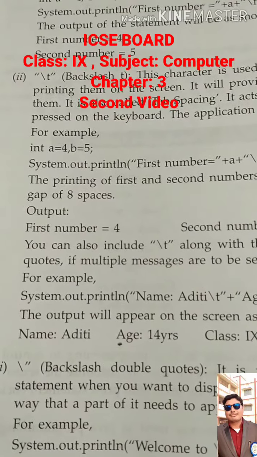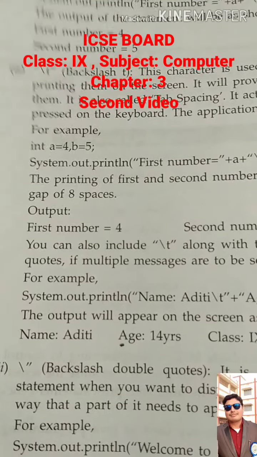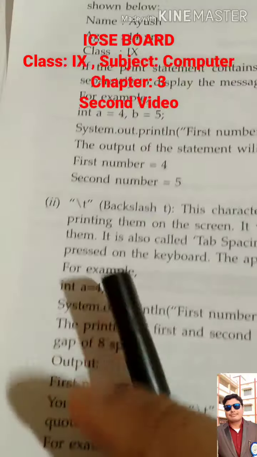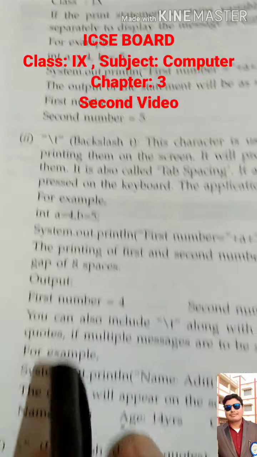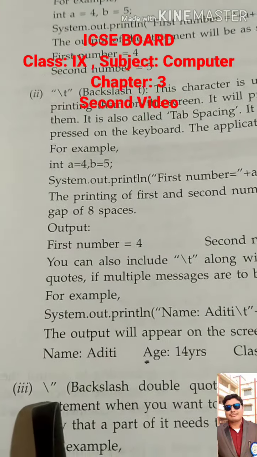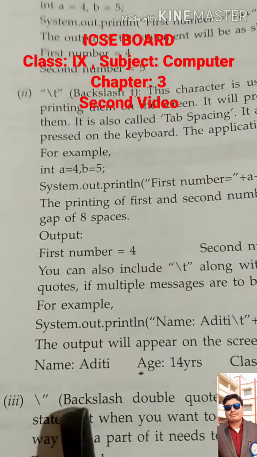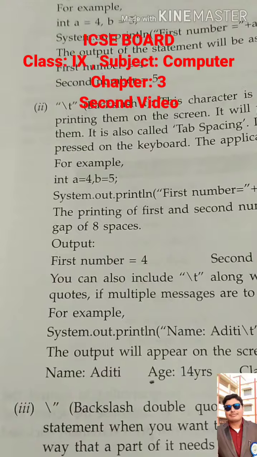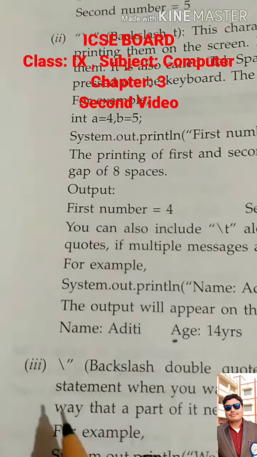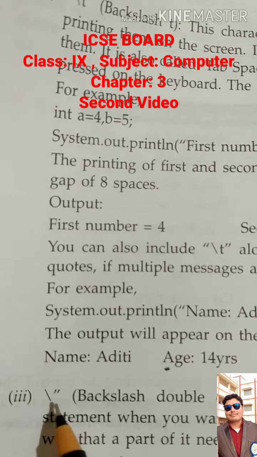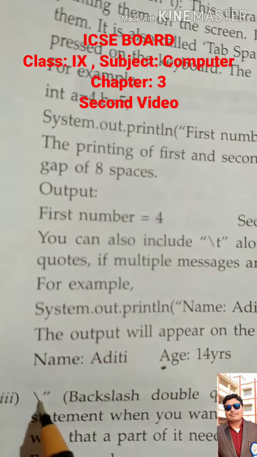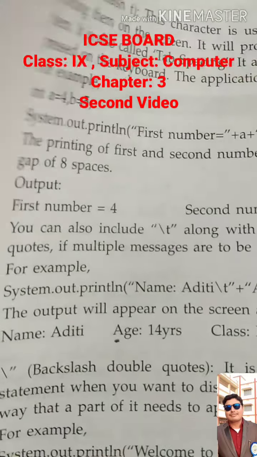Today we will study chapter 3 once again. In the first video, I have taught you till here, till backslash t. Now, today I am starting from backslash double quote. Why do we use backslash double quote? We use backslash double quote to put double quotes around any word or any sentence.